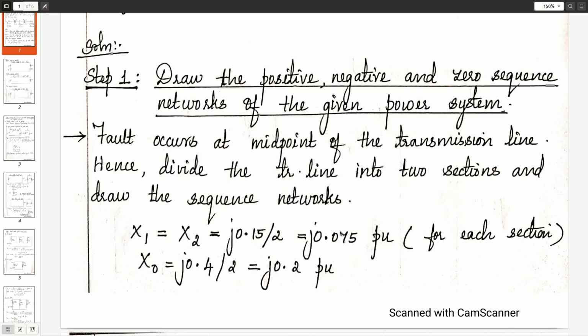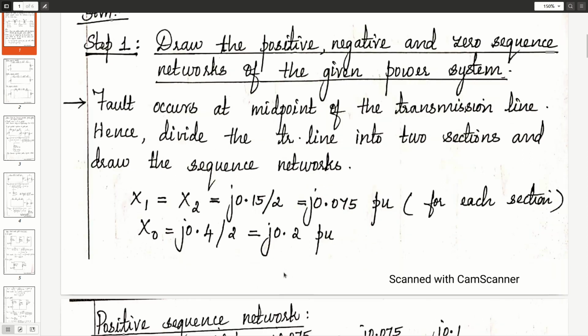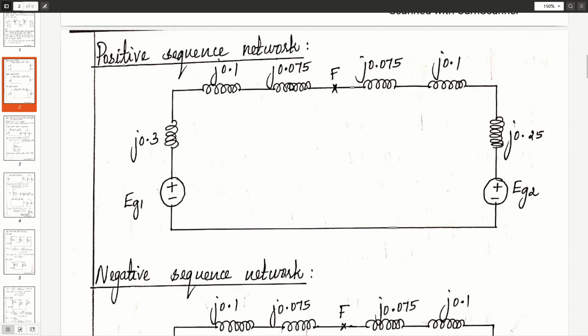Since for fault analysis the Thevenin's equivalent networks are drawn with respect to the fault point and the reference, we divide the given transmission line reactance into two halves. So we get X1, X2 equal to j0.05 per unit, X0 equal to j0.4 by 2, which is j0.2 per unit. So now draw the positive sequence network.